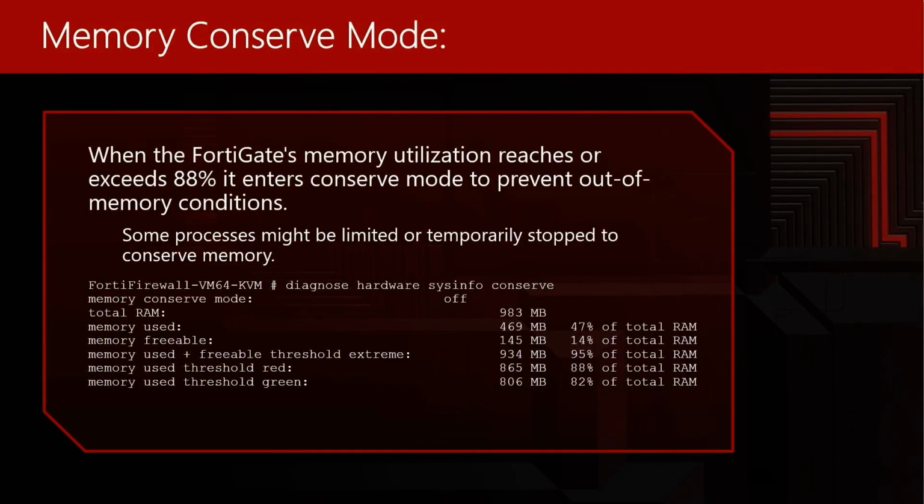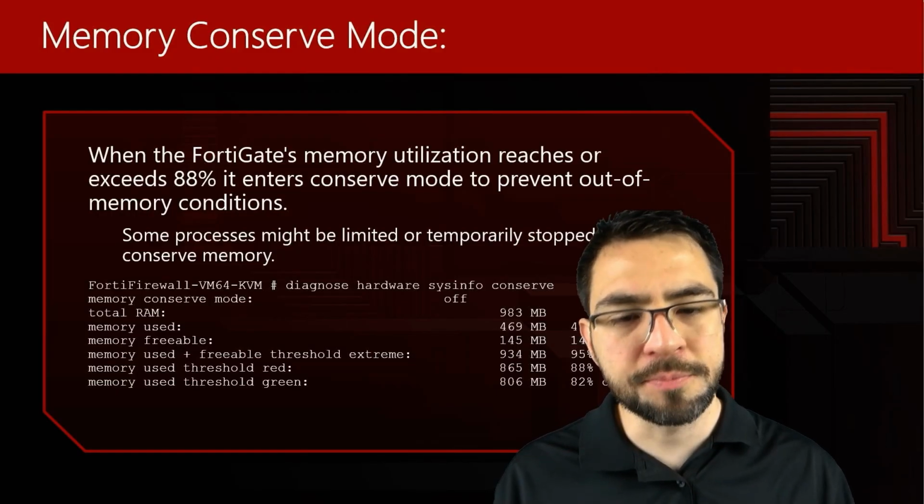The memory conserve mode is a way for the firewall to prevent bad things from happening when we are running out of memory, which is going to get triggered when we hit 88% memory utilization or more. And we can know if we are in conserve mode using the diagnose hardware system information conserve command. It's also going to give us a breakdown of the memory utilization for our system.